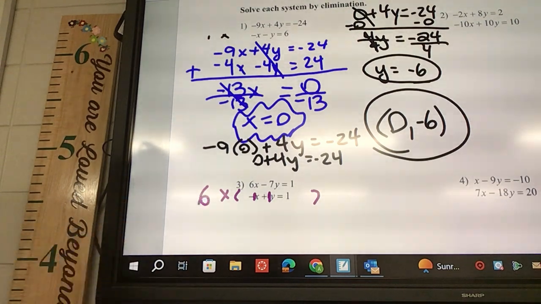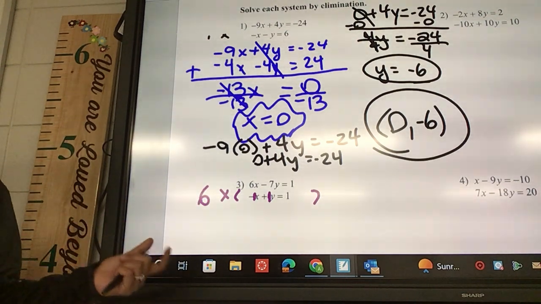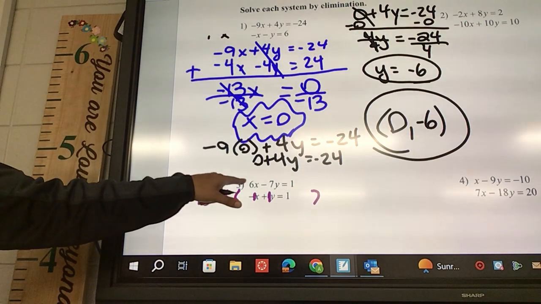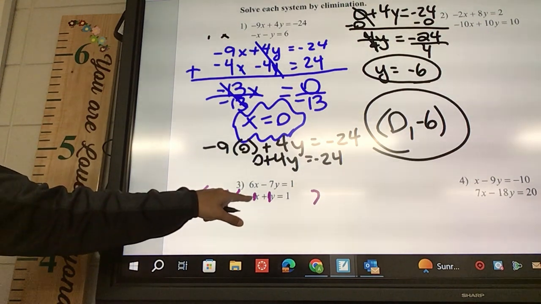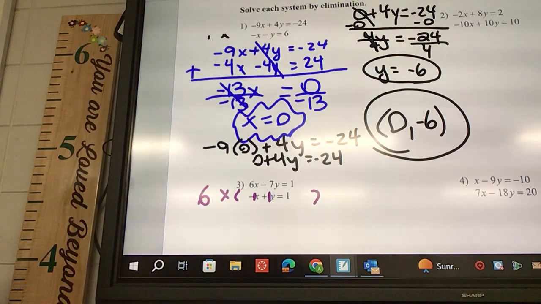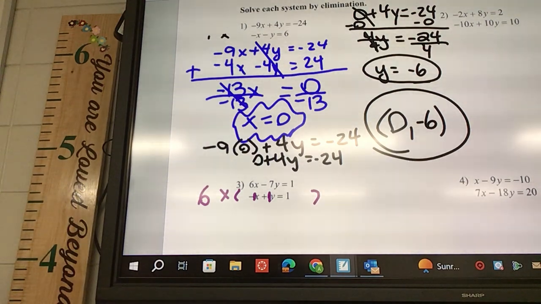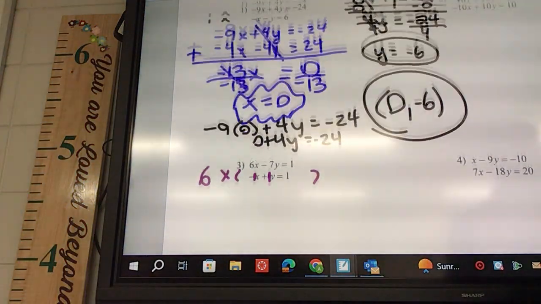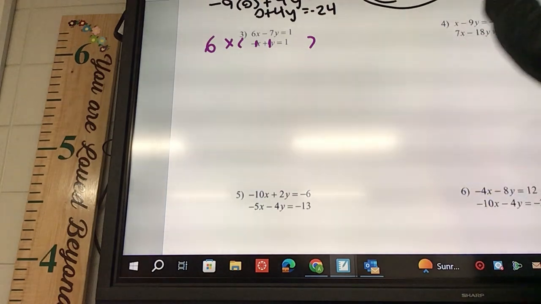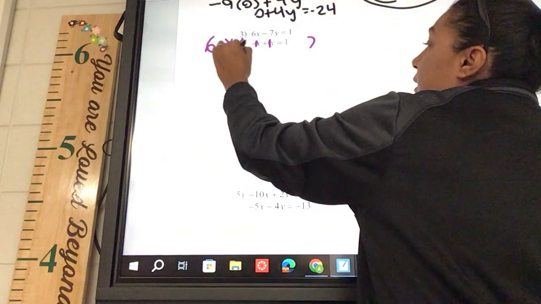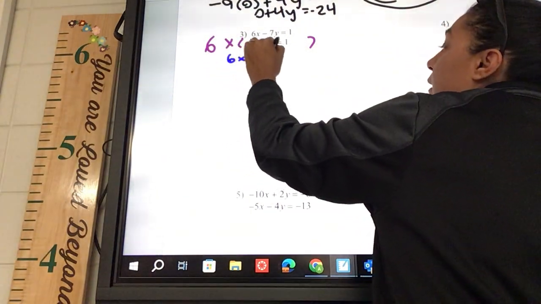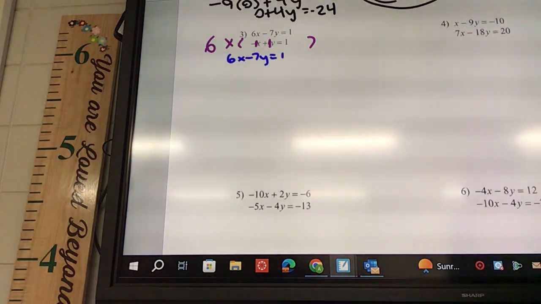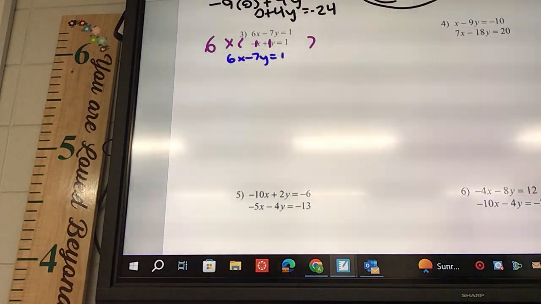Okay, now we also have to look at the signs. This 6 is positive, and this 1 has a negative. You want them to be different. If they're both the same, then you have to throw a negative out here. But because they're different, we don't need to. Equation 1, we're not changing anything, so we can write down equation 1: 6x minus 7y equals 1. Equation 2, we need to distribute.